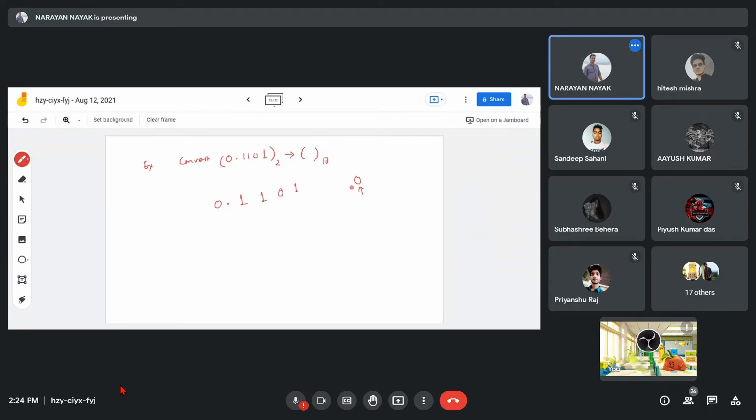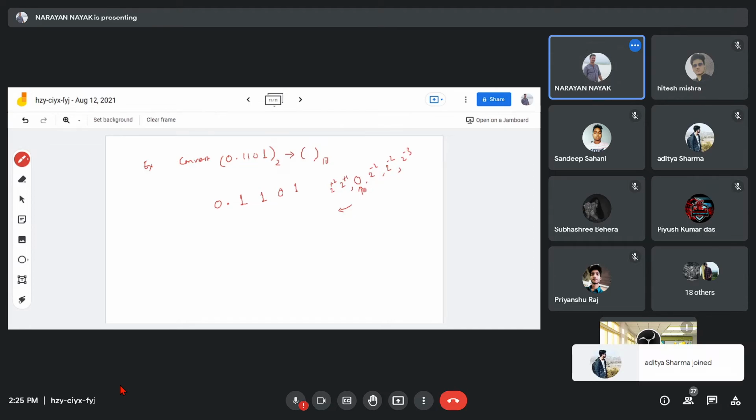0 point. This side it is your plus 1. I mean the 2 to power plus 1, 2 to power plus 2, like this. Okay. Left side. Understood? But the right side you have to consider 2 to power minus 1, 2 to power minus 2, 2 to power minus 3, like this. Okay. So this concept you just remember.